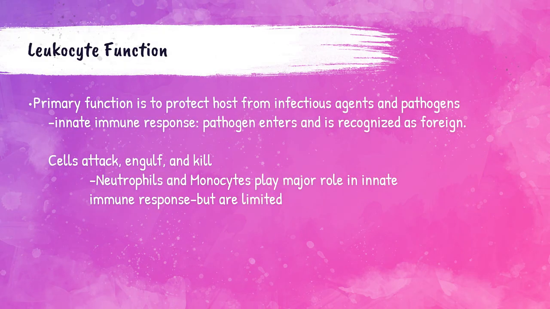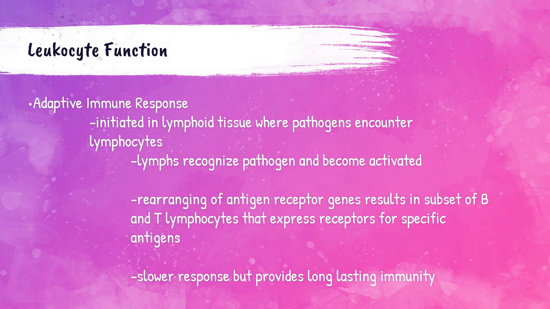The primary function of white blood cells, or leukocytes, is to protect the body from infectious agents and pathogens. A pathogen enters the body and is recognized as foreign. Cells attack, engulf, and kill that pathogen. Neutrophils and monocytes play a major role in the body's innate immune response, but their functions are limited. Now, the adaptive immune response is initiated in the lymphoid tissue. Lymphocytes recognize the pathogen and become activated to attack.